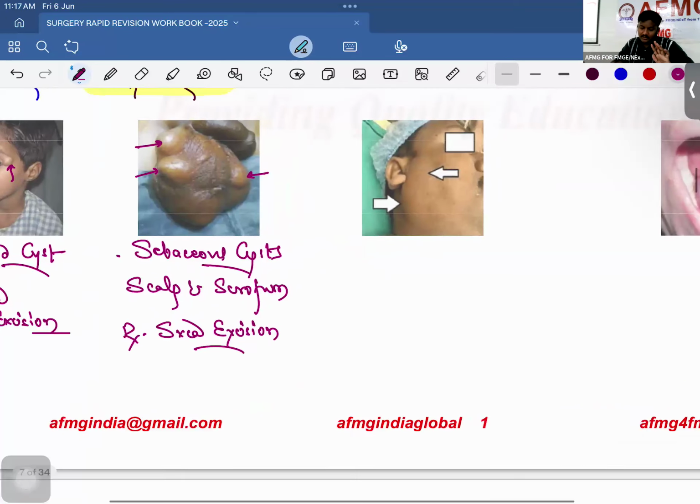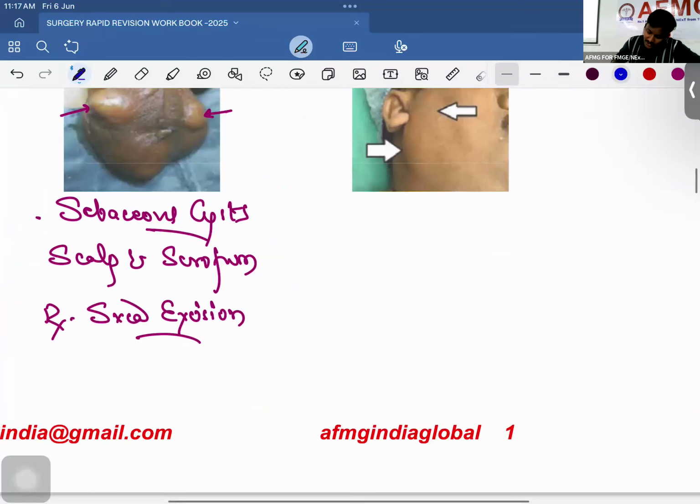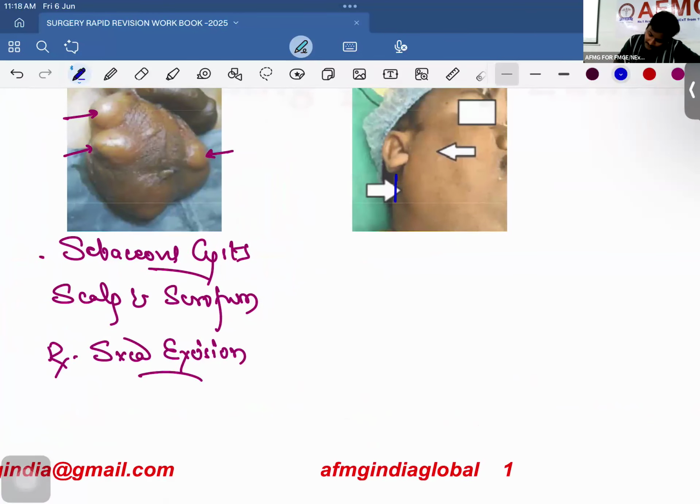Next, what is the swelling given in the next picture? Why are you calling it a parotid swelling? Any cheek swelling which lifts up the ear lobule has to be a parotid swelling, beta. This is the hallmark of parotid swelling, that the ear lobule is lifted up by the parotid swelling, beta.